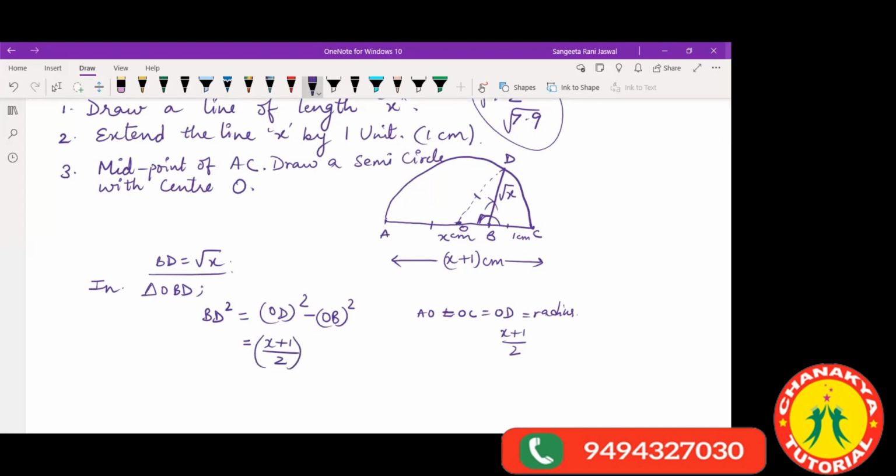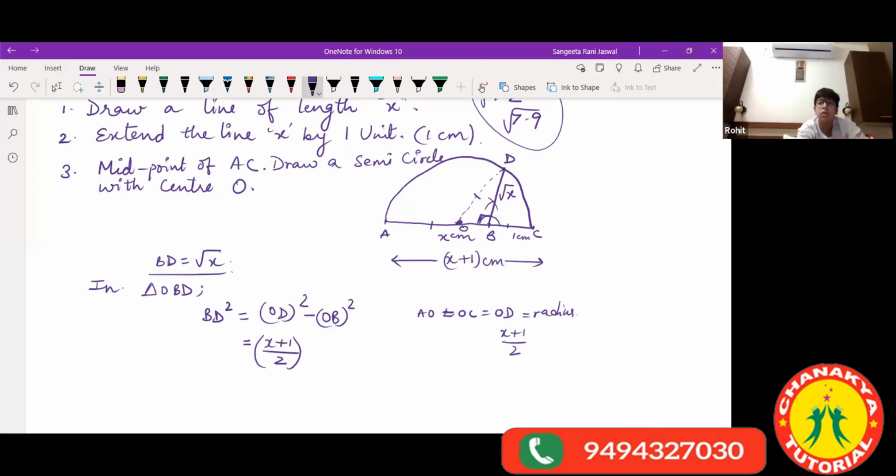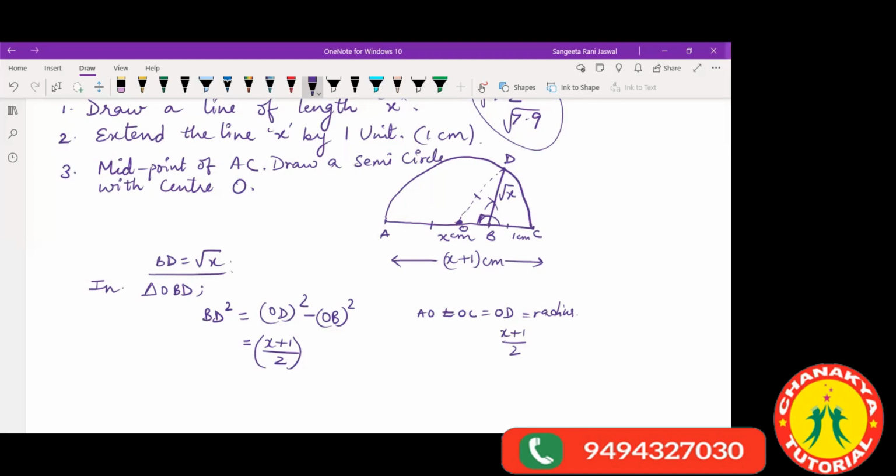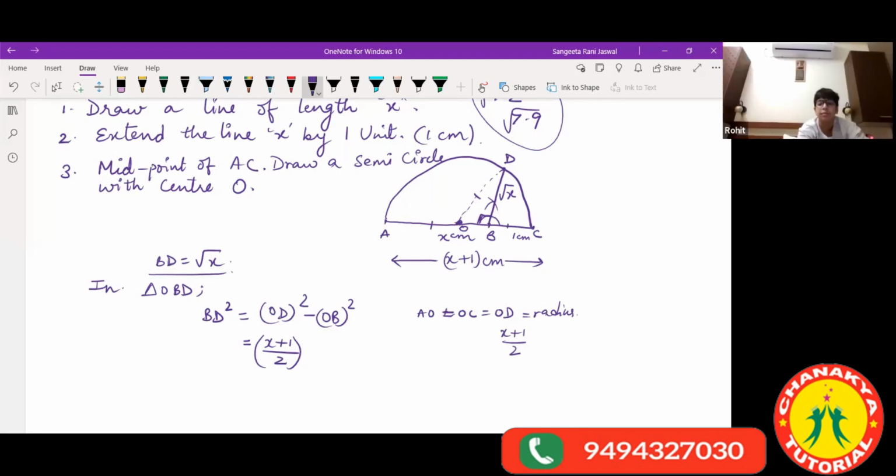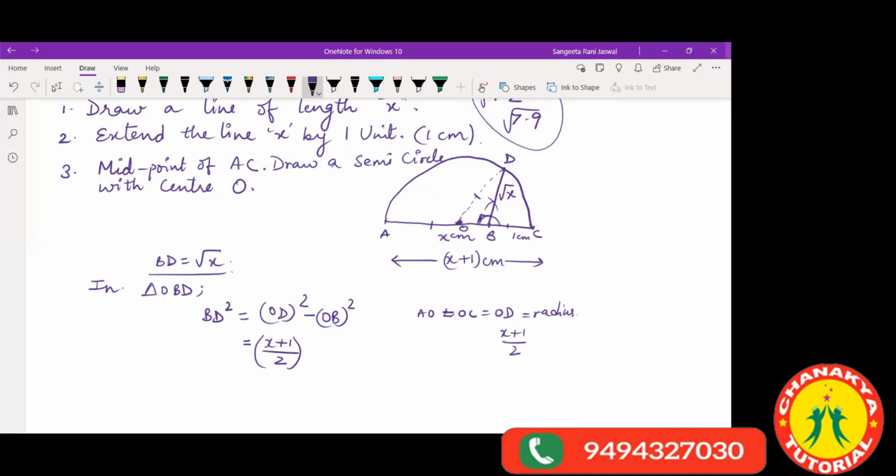Yes, see here, from this O as center, I made a semicircle like this, with O as center and OA as the radius. Did you understand? Now at this point D lies on the circle, and if I take the distance from O to D, this is the radius only, no? Any point on the circle from the center is the radius. So OA is the radius, O to C is the radius, O to D is the radius.